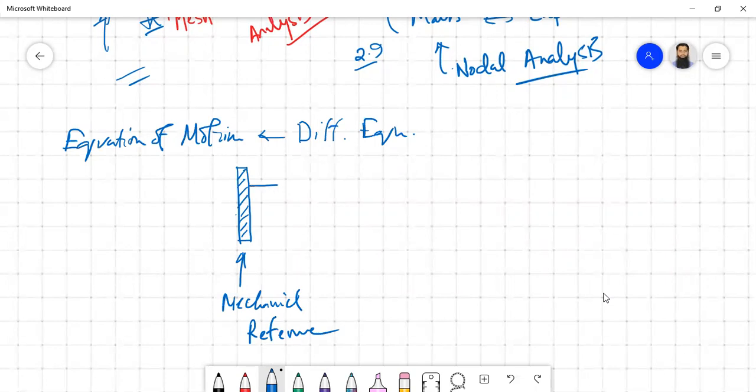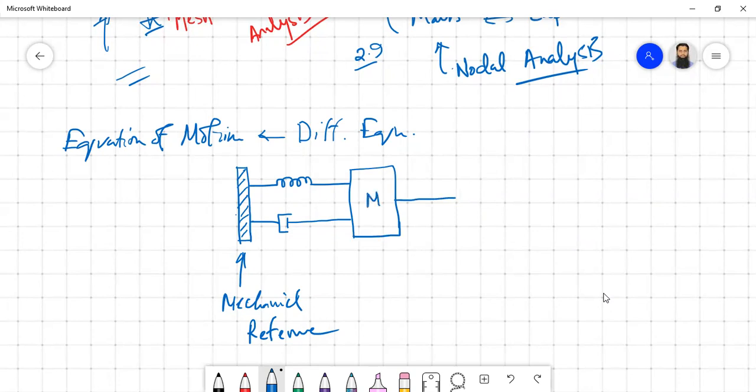Then you have a spring. Then you have a damper. This is the symbol of a damper. Then you have a mass. This is called a mass spring damper system. Mass m, you have spring coefficient K, and the coefficient of viscous damper Fv.